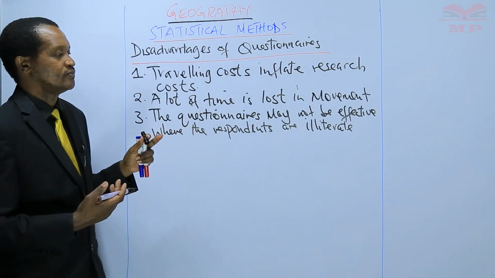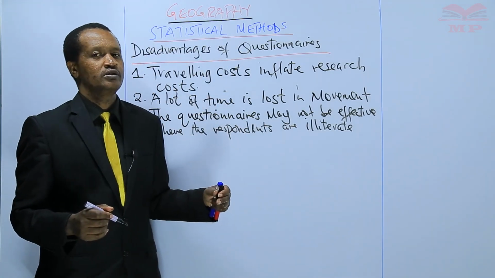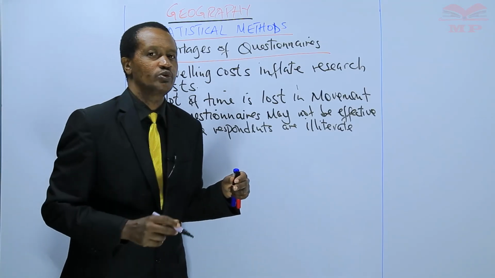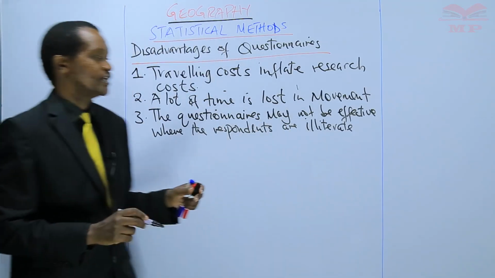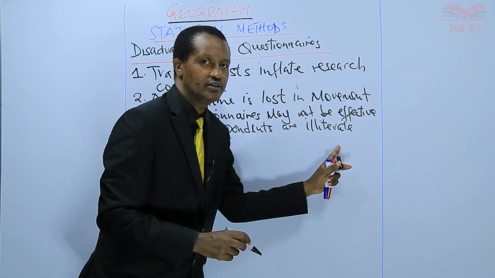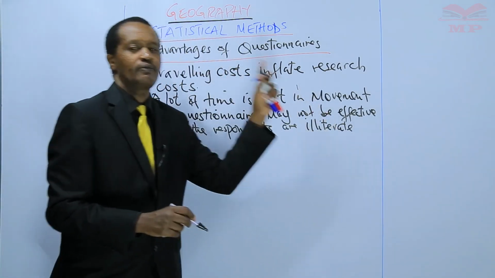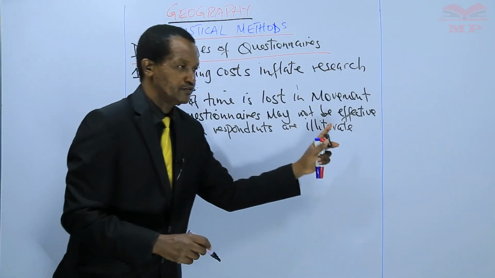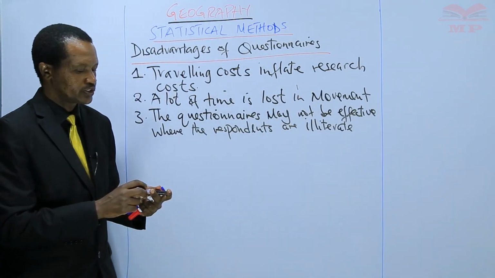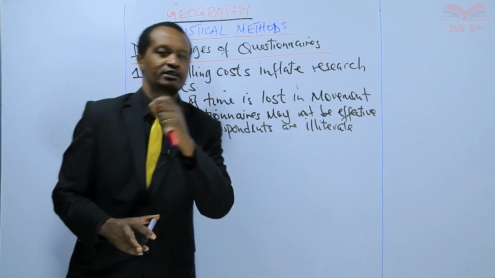questions. Because before you answer a question that is written, a respondent has to do what? Has to read. But if the respondent is unable to read, then the answers that he may give may not be effective. So that is a disadvantage of using questionnaires. That means that if you are to use questionnaires, then you need to ensure that the respondents are literate.